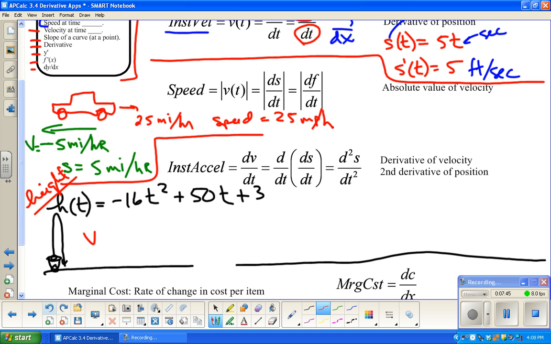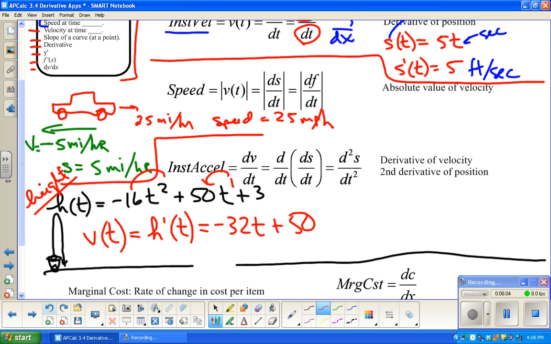I want to know the velocity, which is, you guessed it, the instantaneous rate of change of height. How fast is it going? So I'm just going to do the derivative. So 2 times negative 16, 1 times 50. This exponent goes to 0, so there's no t there, and the derivative of a constant is nothing.